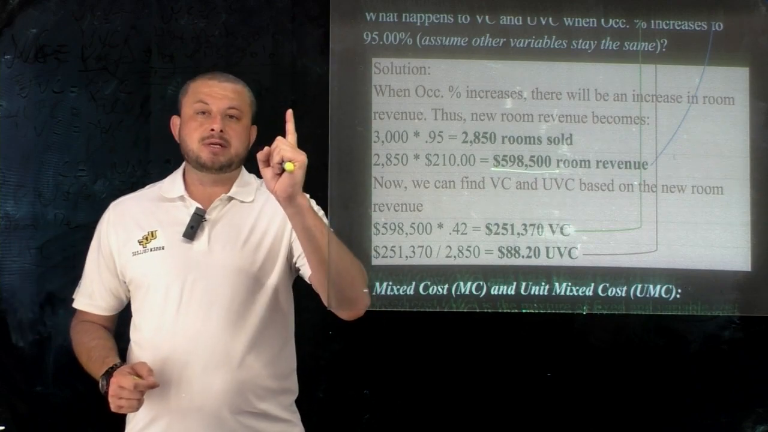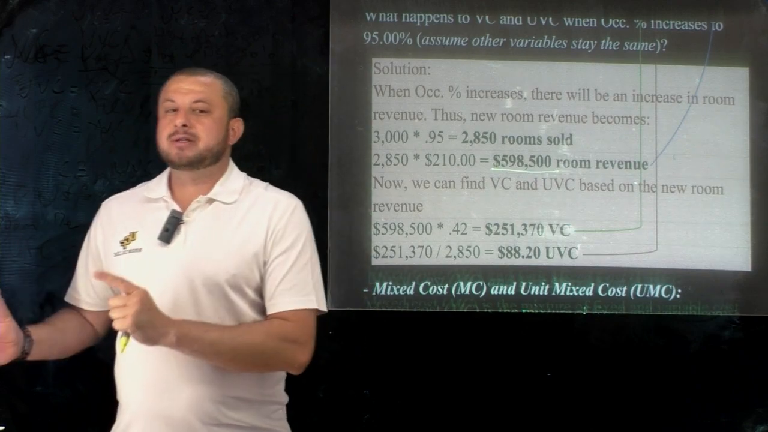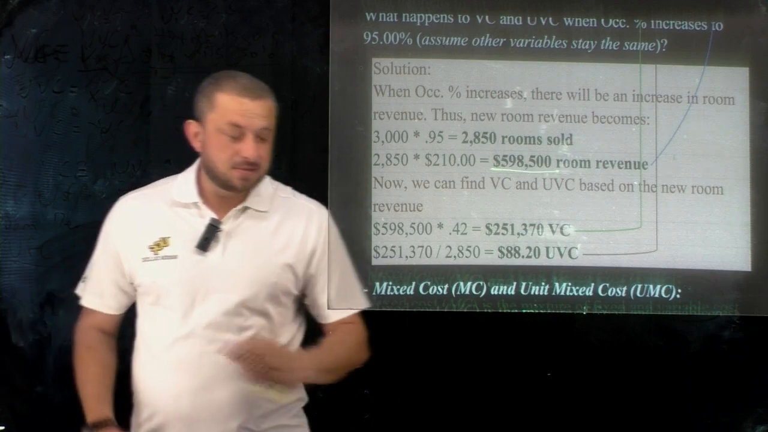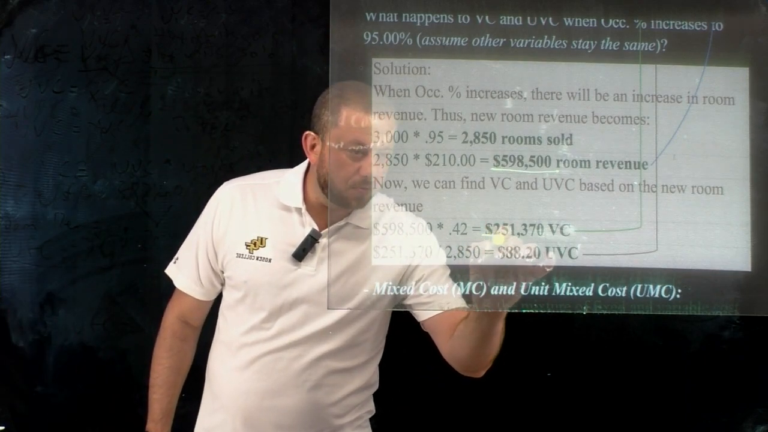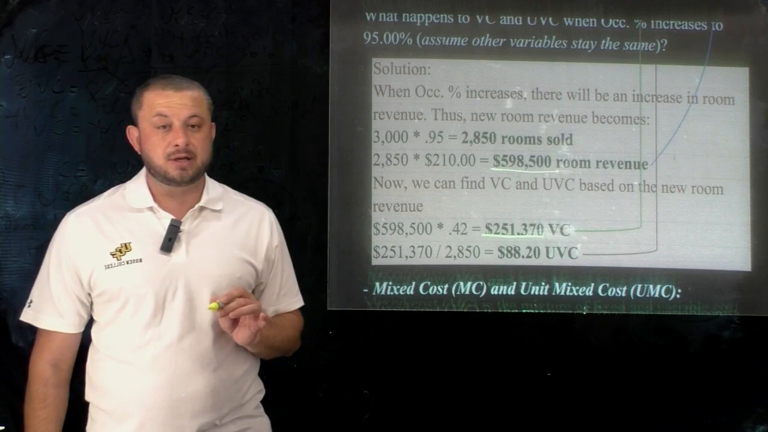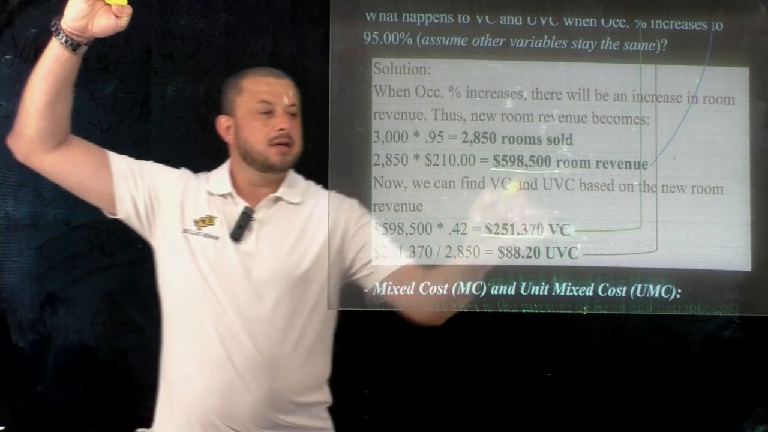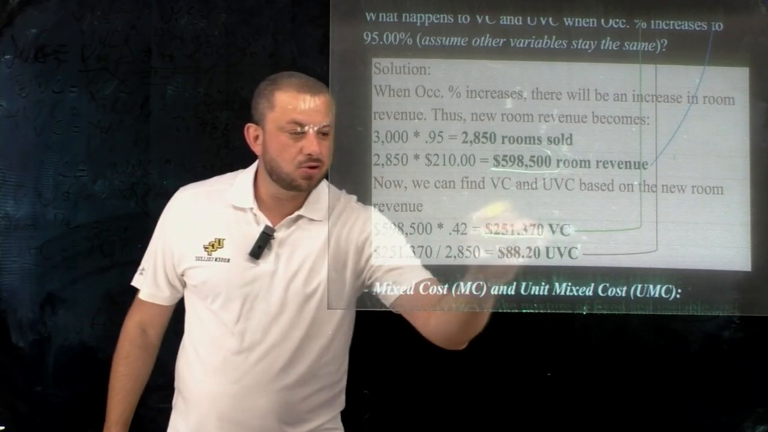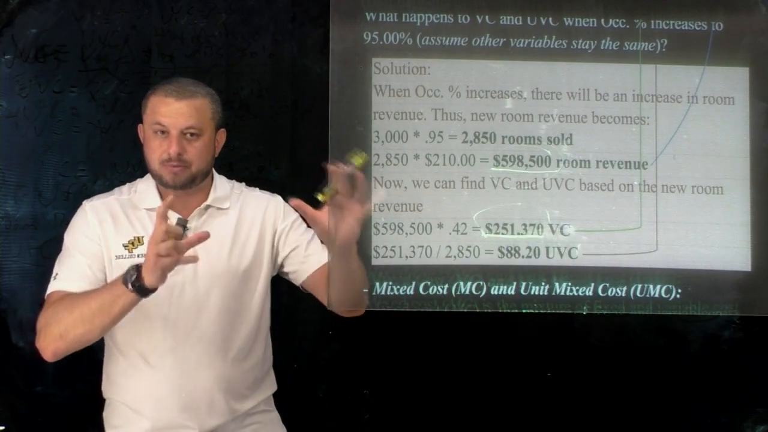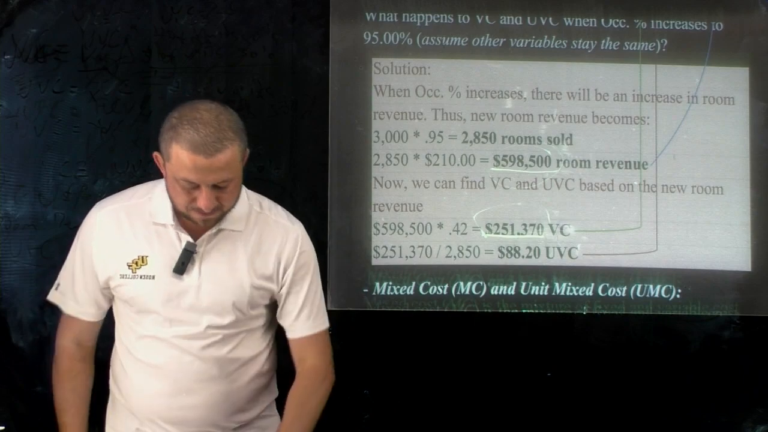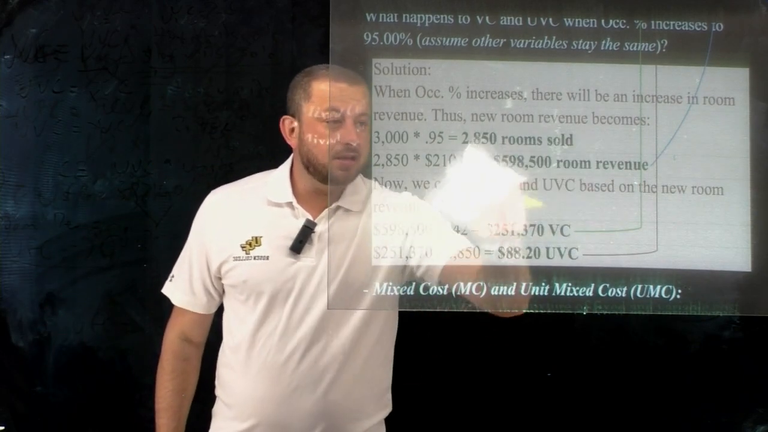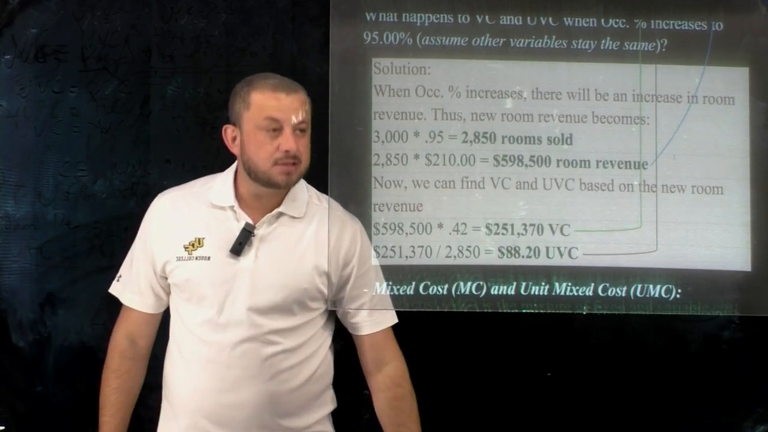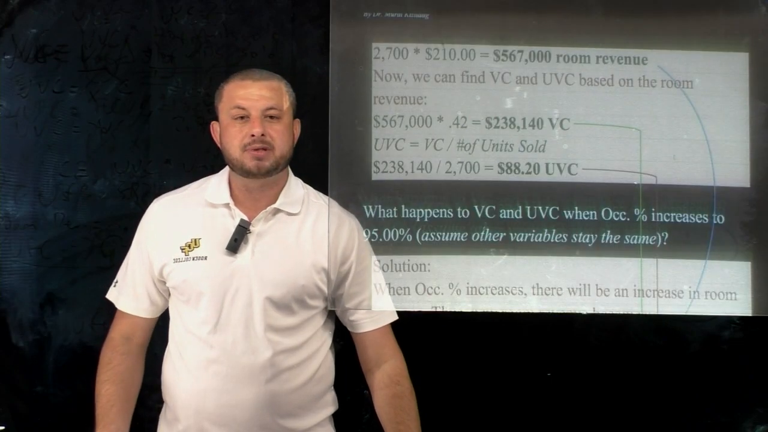If sales volume increases, do you think the variable cost will increase as well? Yes. Take a look, from 238,140 to 251,370. Sales volume increased, therefore room revenues, because of the occupancy, and the variable cost increase. So we have proved the relationship. There were increases in the sales volume, number of rooms sold, and the occupancy. Great.